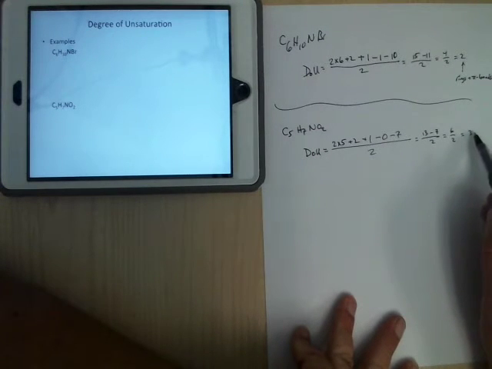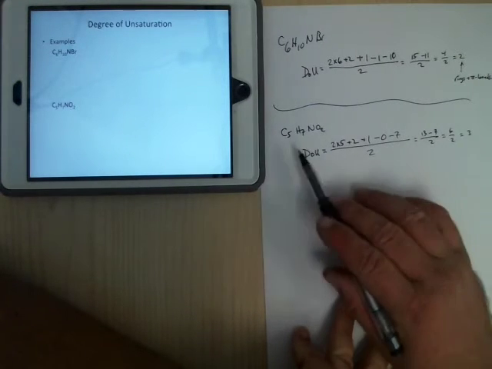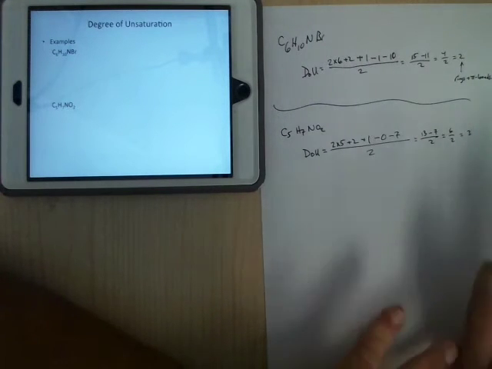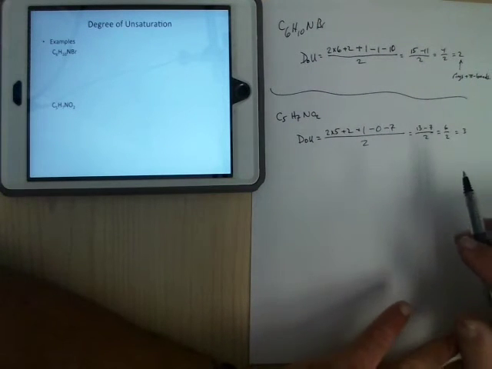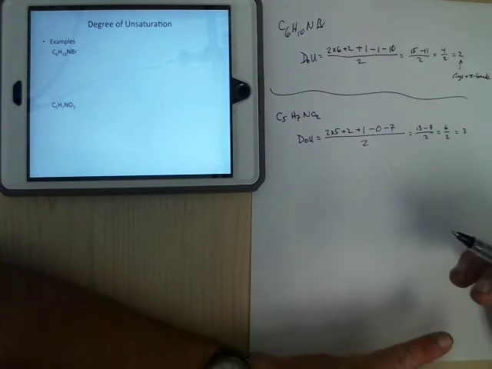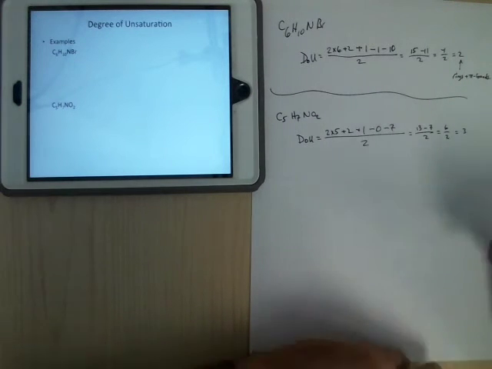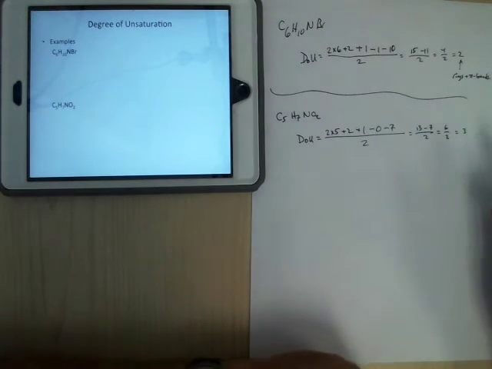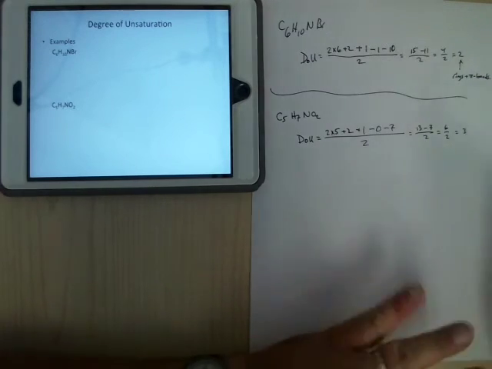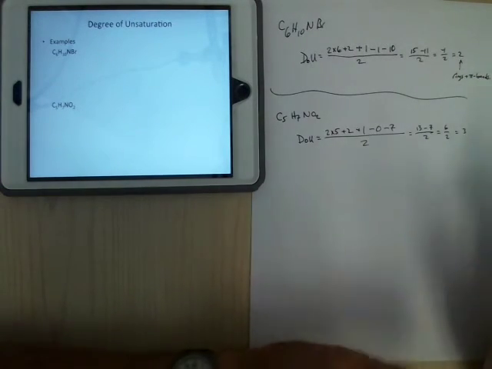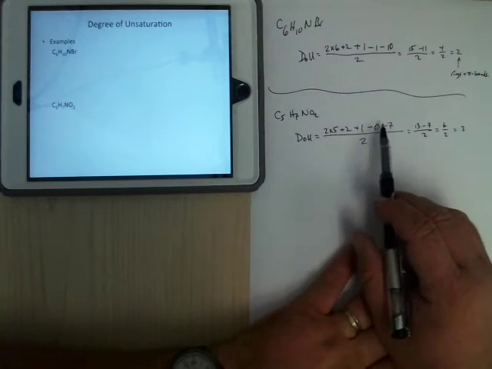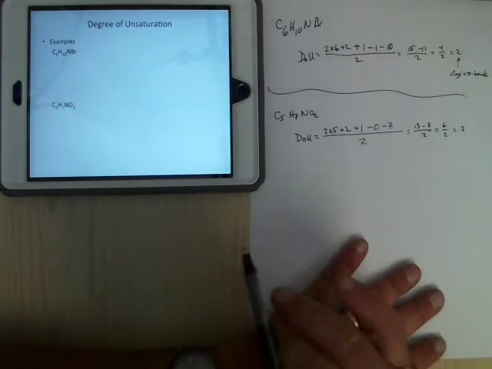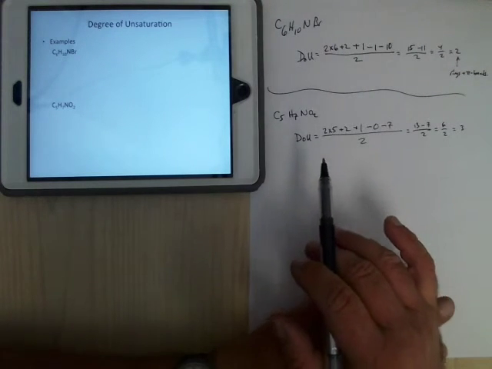Now, 0 is fine too. That always freaks out students. If I give them a formula and it ends up being 0, they kind of freak out. That's fine. All it means is that there are no rings and no pi bonds. It's all regular carbon-carbon single bonds, carbon-nitrogen single bonds, carbon-oxygen single bonds. Doesn't matter. But again, notice how we didn't incorporate that oxygen into this formula. It's not part of the equation, so don't put it in there.